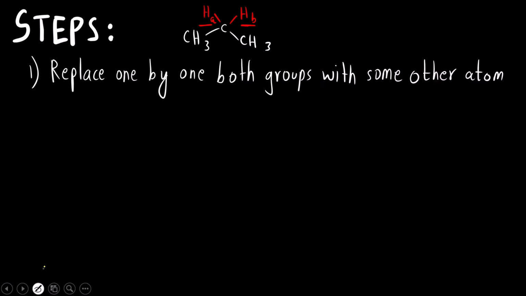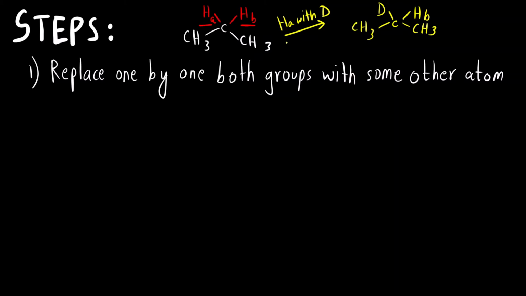What does this exactly mean? First we replace, let's say, HA with some other atom. Let's say I replace it with its isotope D. CH3, I'll replace HA with D, and I'll keep HB the same. Next, I will replace the other ligand, HB, with the same atom that I had replaced for the first one. So CH3, C, HA now remains the same, and instead of HB there is now deuterium. So this is the first step. Replacement is done. What is the next step?